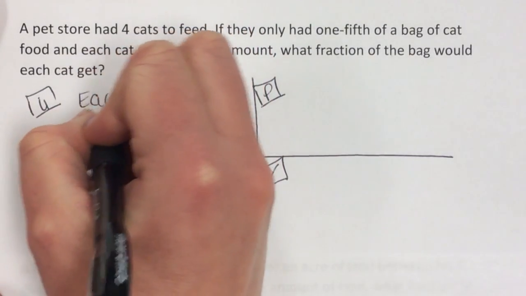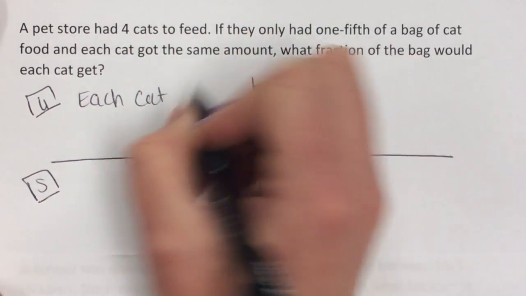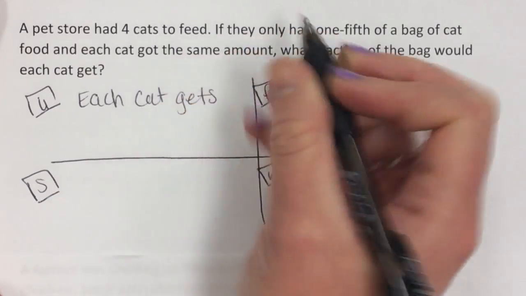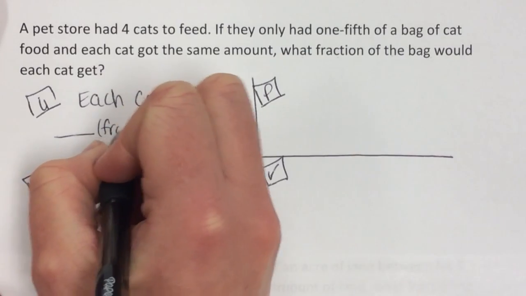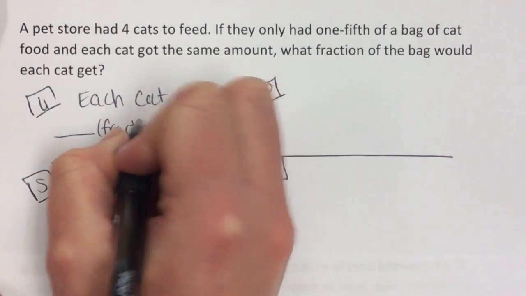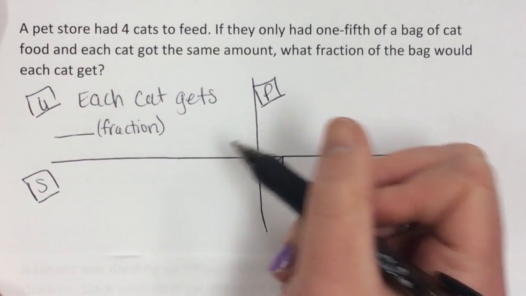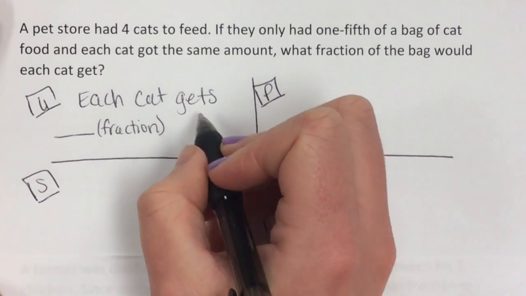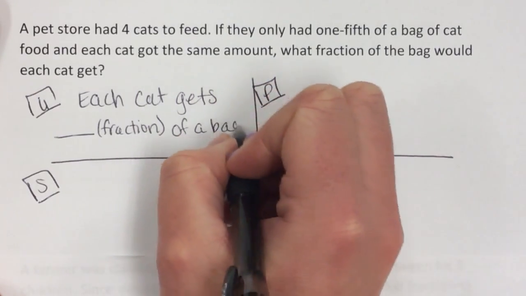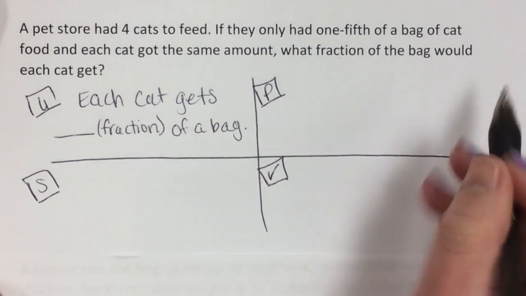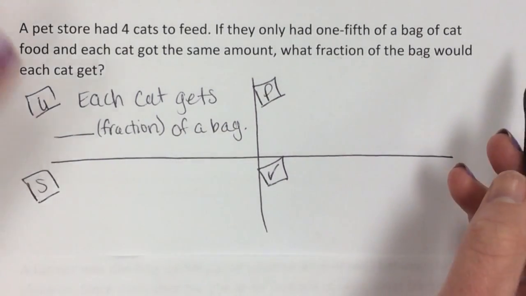So we could say each cat gets blank. I'm going to remind myself that I need a fraction here. Each cat gets blank of a bag. So it's going to be a fraction of the bag. What fraction of the bag?